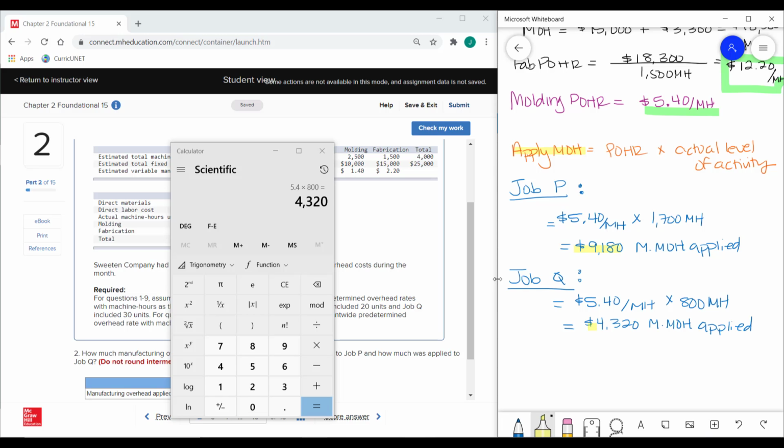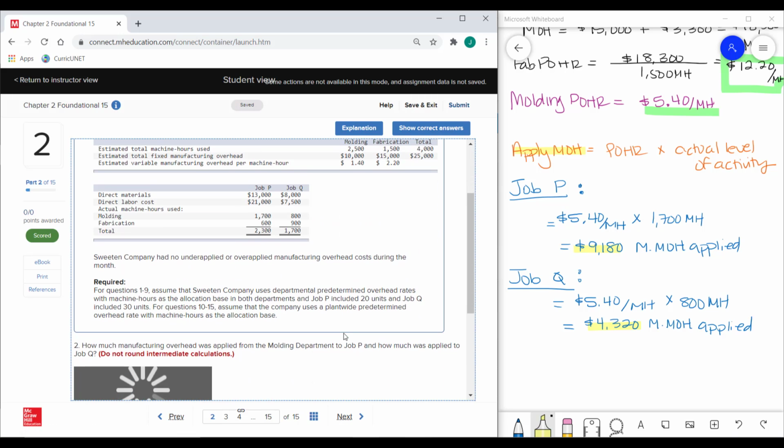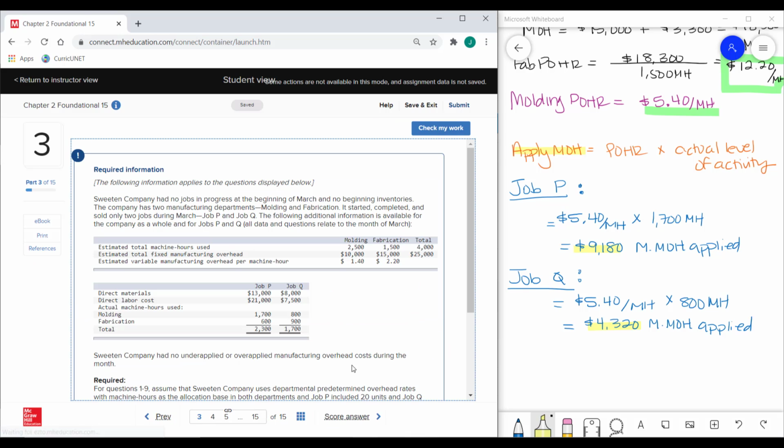In other words, that's how much we're estimating job Q is responsible for of all of the molding department's estimated manufacturing overhead costs. So of the overall estimated overhead incurred by the molding department for March, we're saying that $9,180 of that is assigned to job P and $4,320 of that is assigned to job Q. So let's score that answer. Give it a second. There we go. Now we can move on to the next question here.